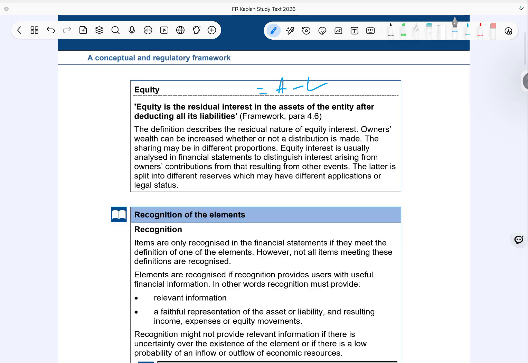An owner's wealth doesn't increase only when they invest more money. It can also increase because the business earns profit. That's why equity is usually divided into different parts, such as money invested by owners, profits retained in the business, also called reserves, and this helps users understand where the equity comes from.